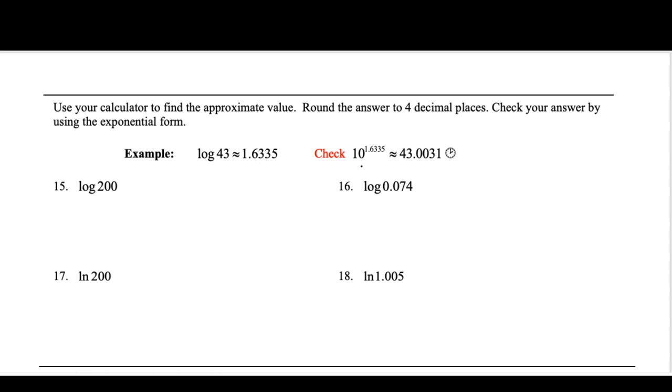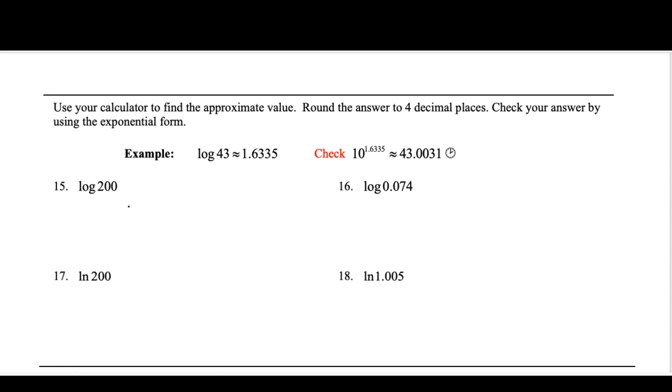And then we could check that by taking 10 and raising it to the power of 1.6335, and we get a number that's very close to 43. So it checks out. It's not exactly 43 just because we rounded this number off.